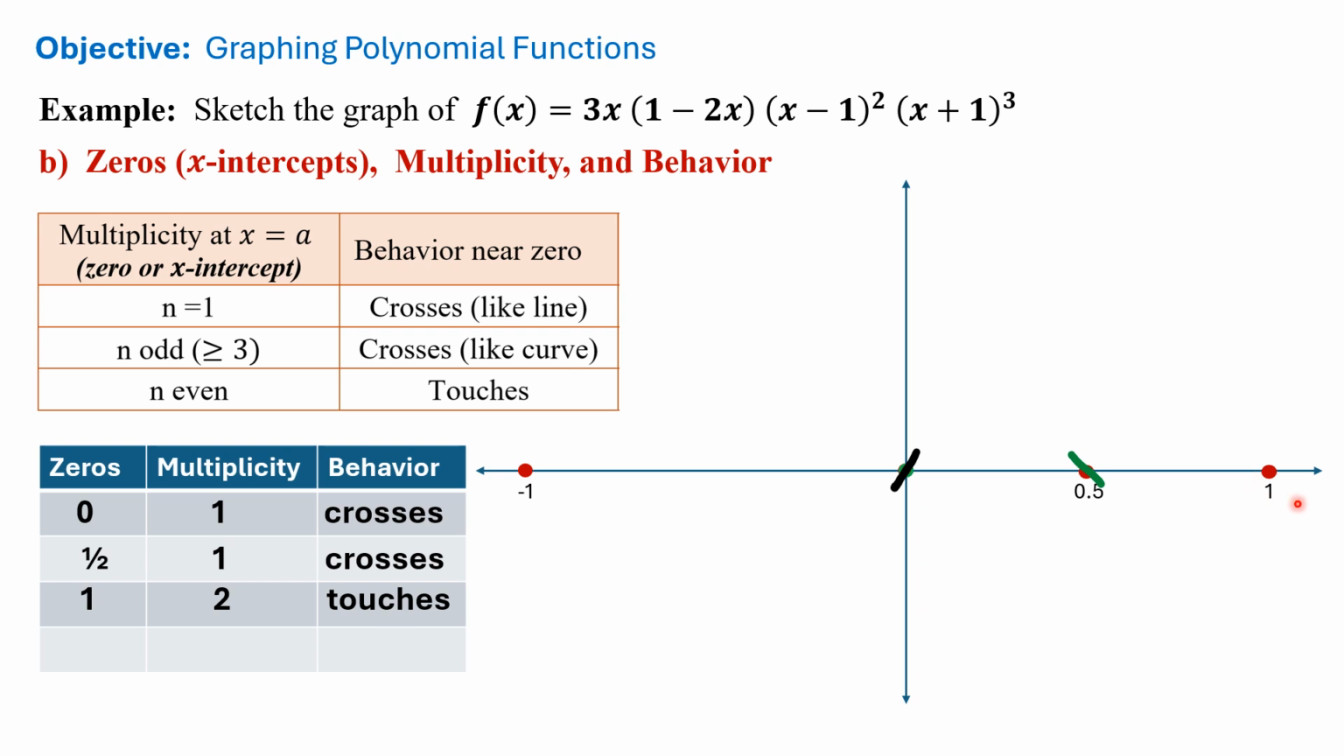So at this point, the behavior of the function will touch like a parabola opening up or a parabola opening down. And then the last factor is x plus 1 cubed. And the 0 here is minus 1. The power of this x plus 1 is 3, so its multiplicity is 3. And the behavior of the function near the 0 crosses like an x cubed or like a curve. So at minus 1, the graph can either be this or the other way.